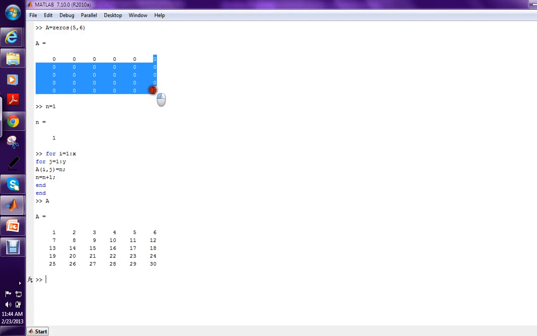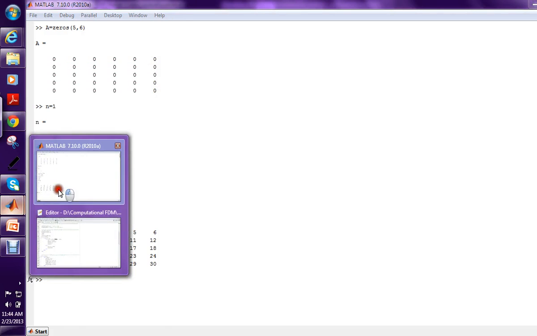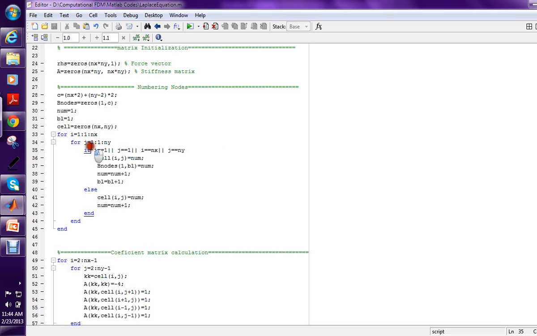All the same column in different rows are the boundary values, right? So I have written code here: if i equal to 1 or j equal to 1 or i equal to nx or j equal to nx, these are the boundary nodes, and this matrix will be filled up by the numbers.